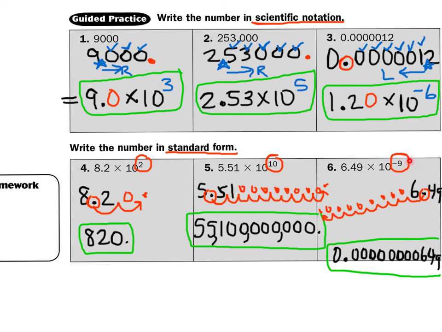Okay, take a look at number 6. 6.49 times 10 to the negative 9th power. So I put the 6.49 all the way over here to the right, and then with my red I circled the exponent, I circle my decimal, and I moved it 9 places backwards, all the way back there. So then I put a decimal, I added 8 zeros, and then the 649.